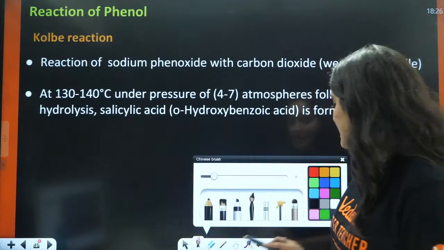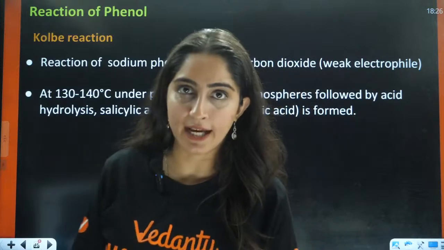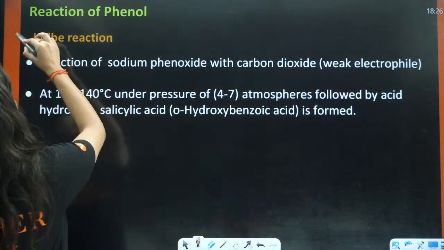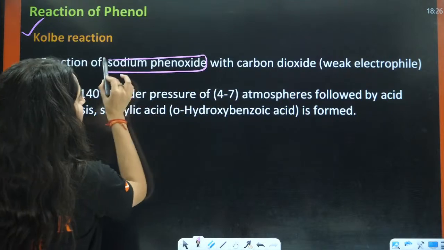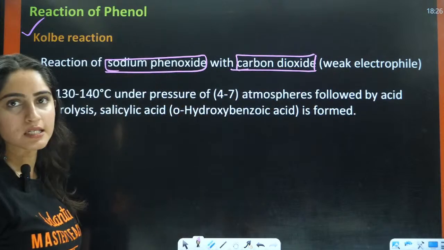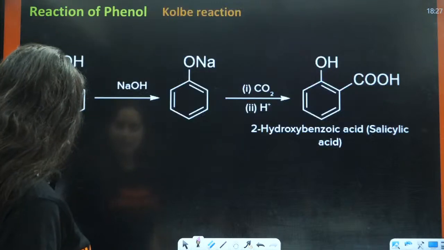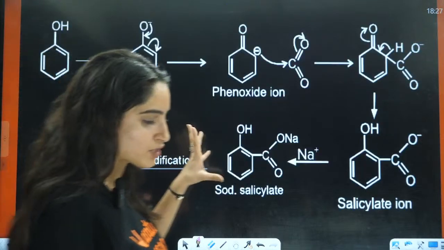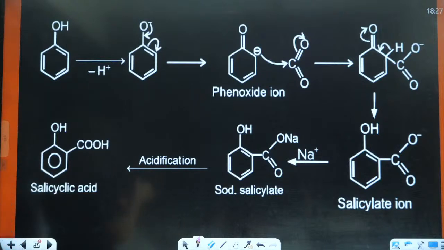Okay. Next is Kolbe and Reimer-Tiemann reaction. So what is Kolbe's reaction? In this case, it is the reaction of sodium phenoxide with carbon dioxide, right? This will generate what kind of thing? Let us see the mechanism. Firstly, let us see what is going to happen here. Okay, everybody, let us see the mechanism.